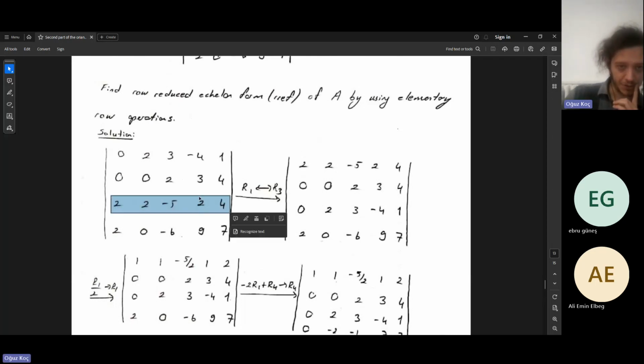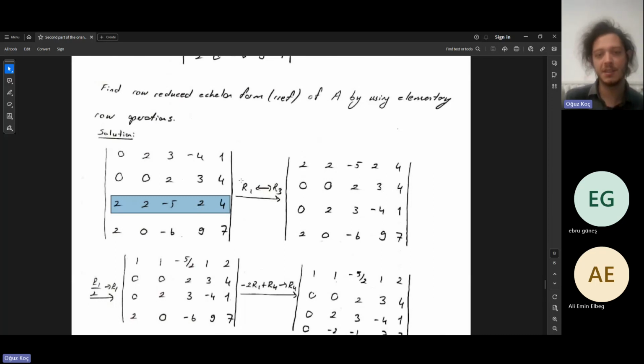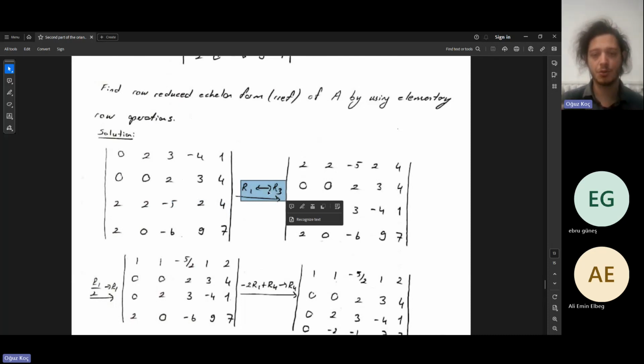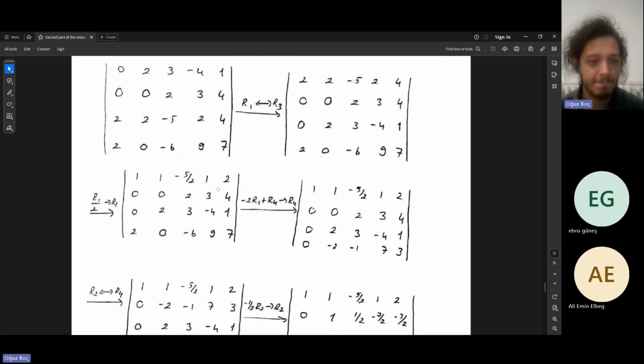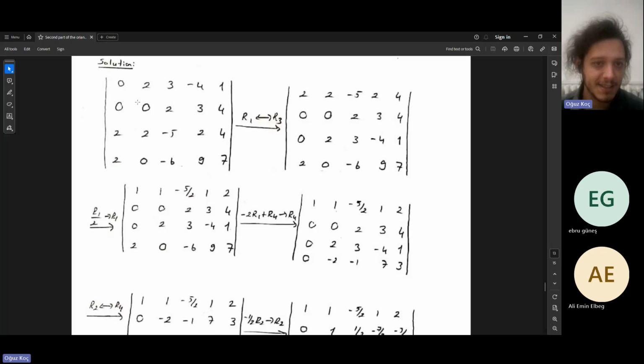We carry the third row to the first place, and carry the first row to the third place here. This is the appropriate notation for replacing those rows in our matrices. Just changing those rows. And then in here, we just divide the second row by 2, first row by 2, and write these values to the first row.